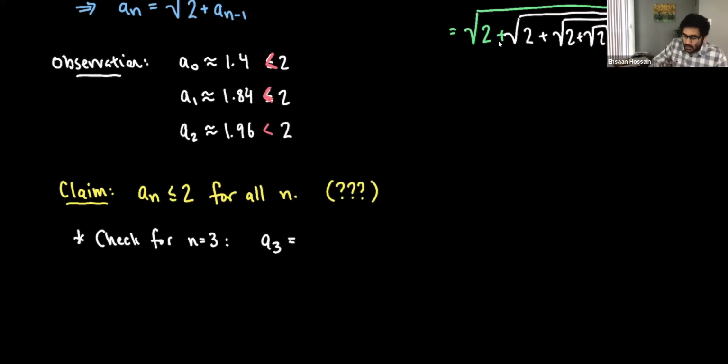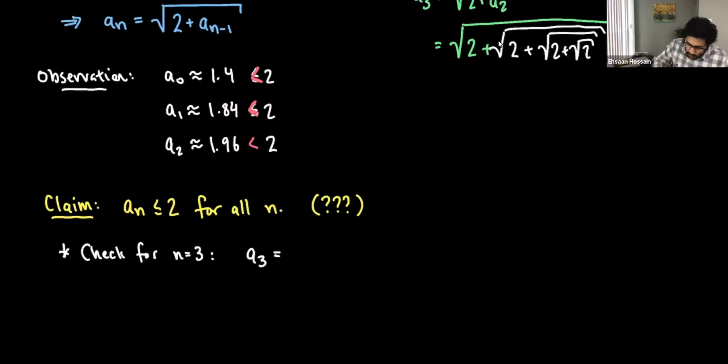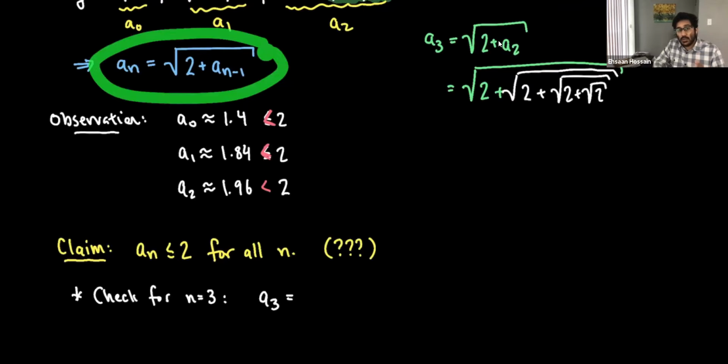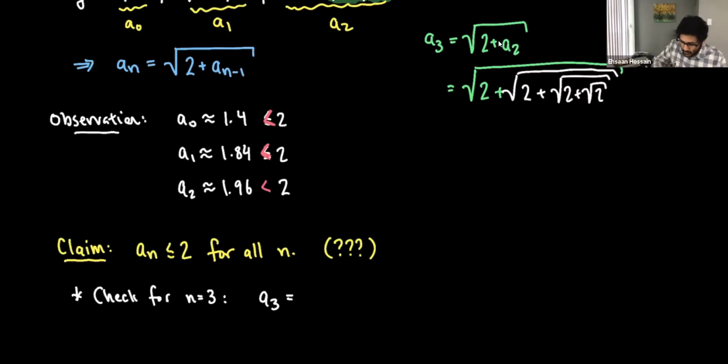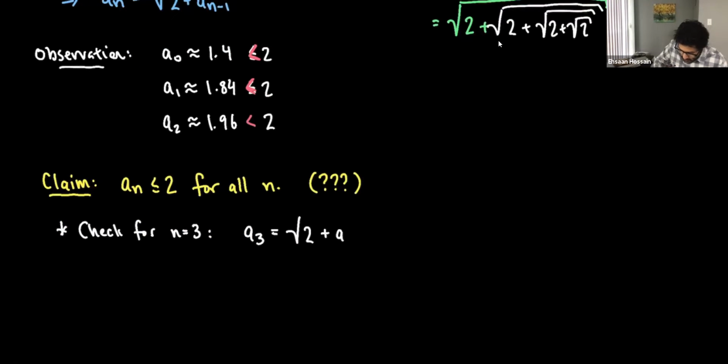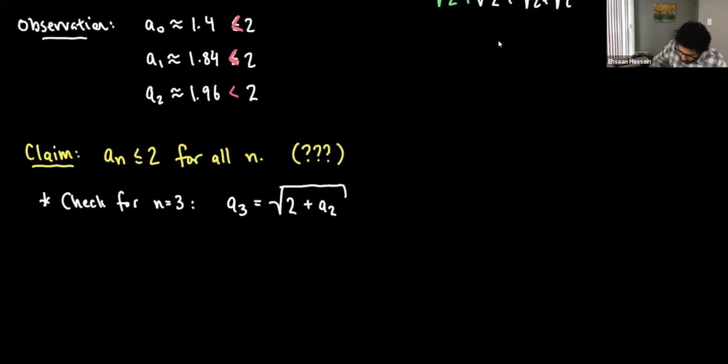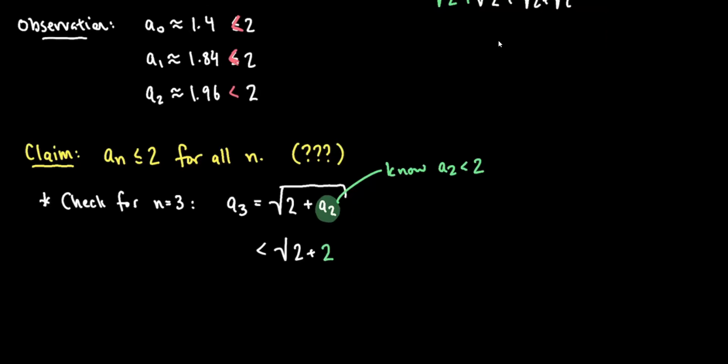A3, instead of plugging this whole nonsense into my calculator, why don't I just use the recursive formula? A3 is the root of 2 plus A2. And I already proved that A2 is less than 2, right? So I can just say that I already know A2 is less than 2. So I know that this A3 is less than the root of 2 plus, I can replace my A2 with 2, right?